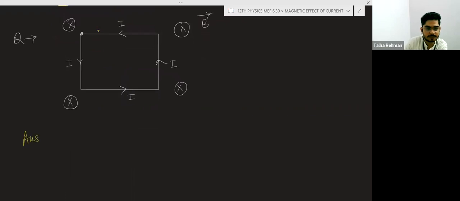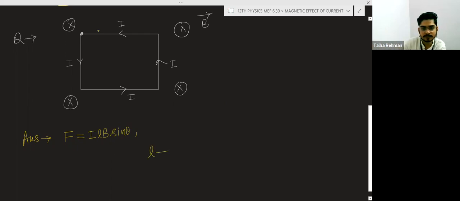We'll apply this formula simply. F is equal to ILB sine theta, and L is your displacement length. So in this case, what will be the displacement length? This is a closed loop. In case of a closed loop, the displacement length will be 0.